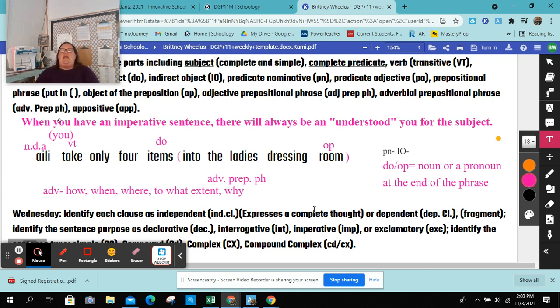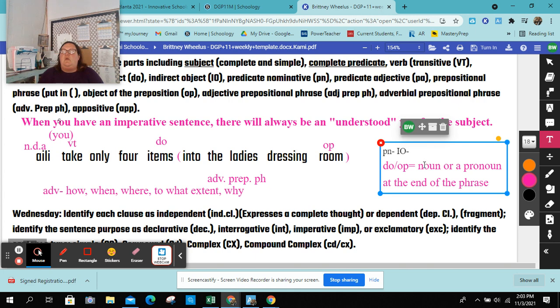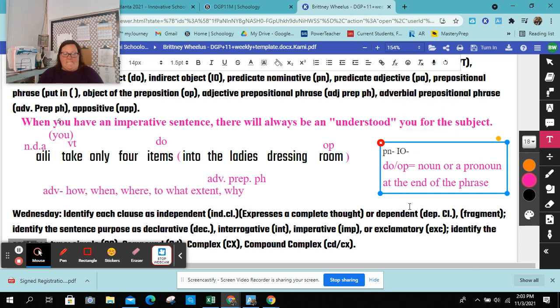Oh, PN and IO, predicate noun, indirect object. Because it's a noun or a pronoun. There are about 5 things that can be nouns or pronouns. They can be used in about 5 ways. And I think we just named them: subject, direct object, indirect object, OP, and predicate nominative.